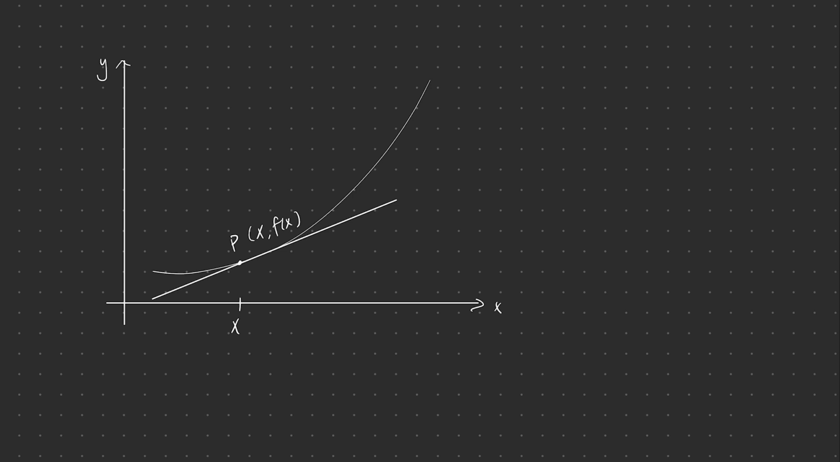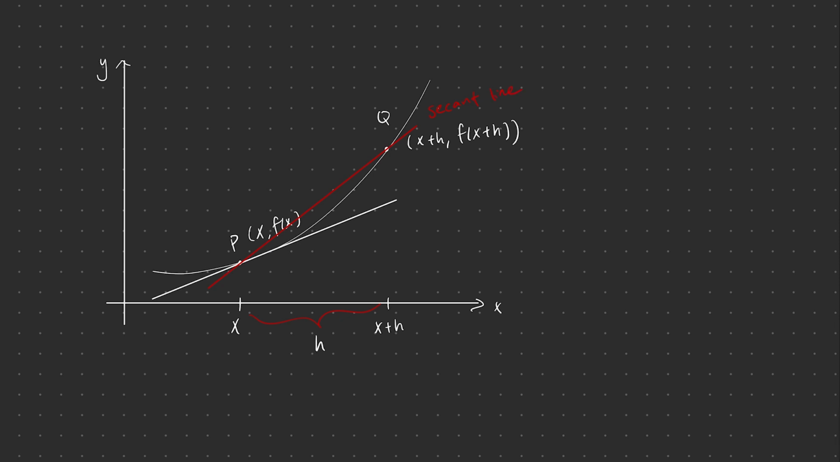How we can do this is we can set up another point Q, some distance h away from x. We can call this x plus h, where h is the distance on the x-axis here. So this is h, and that corresponds to a y value of f of x plus h. Now we can put a line through these 2 points, and this is something called a secant line. It's just a line passing through 2 points.